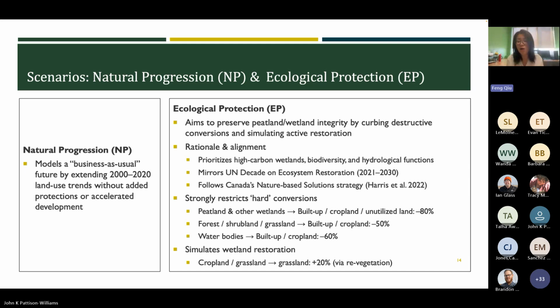Meanwhile, we also want to allow land reclamation or restoration effort. So we assume cropland and grassland go back to peatland by 20%. This is a typo. So back to peatland, 20%. So that's the assumption for this ecological protection. Next page, please.